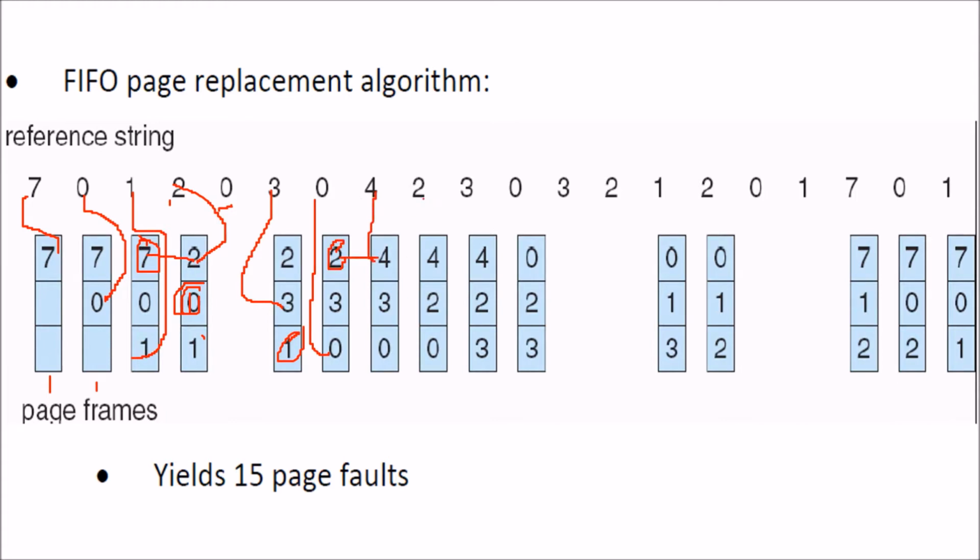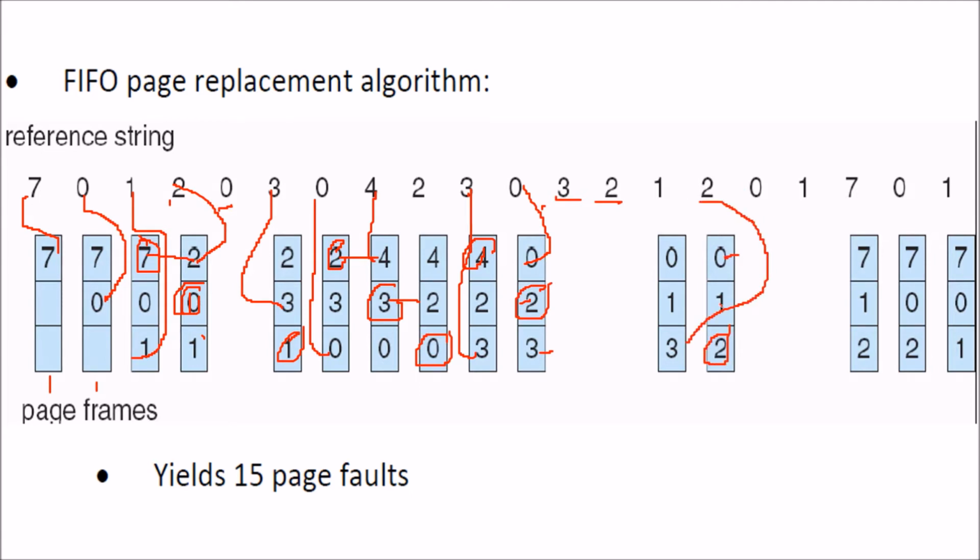Again, now 2 has come. 2 will replace this 3, because this is now the oldest. 3 has come, but 0 is now the oldest, so 3 will go here. 0 has come. This 4 is the oldest one, so 0 will take this place. Since 3 and 2 are already there, there will be no page fault here. 1 will come. 1 will replace this 2. Then 2 will come and replace this 3.